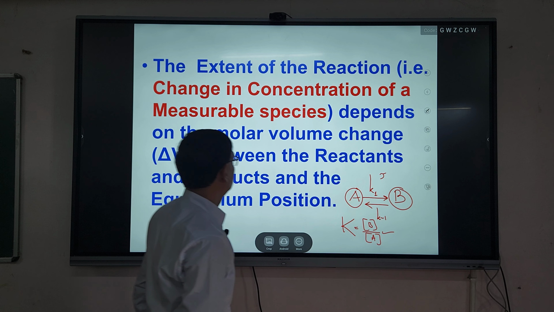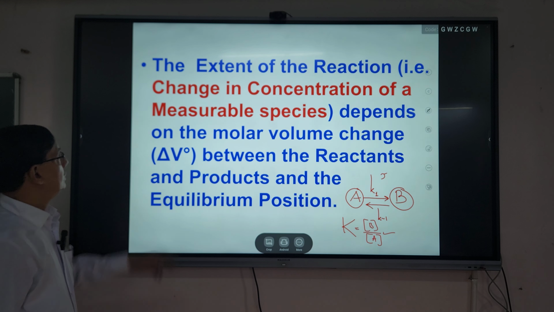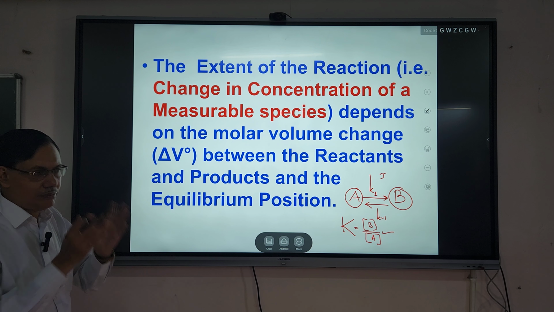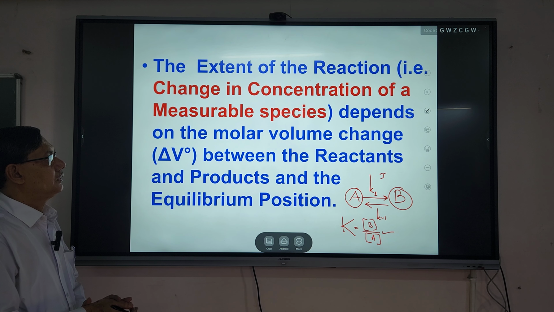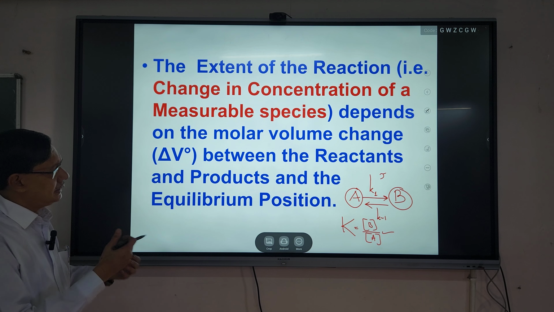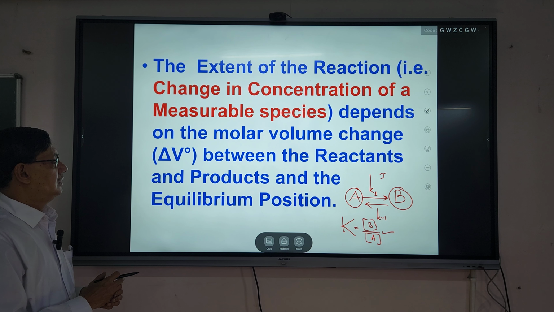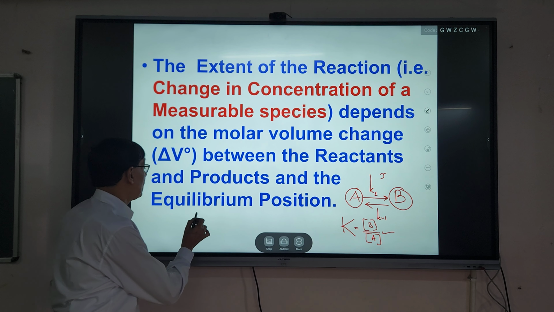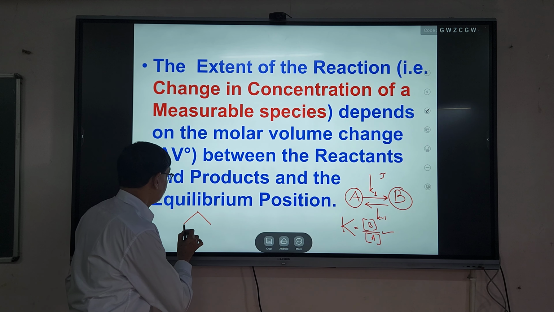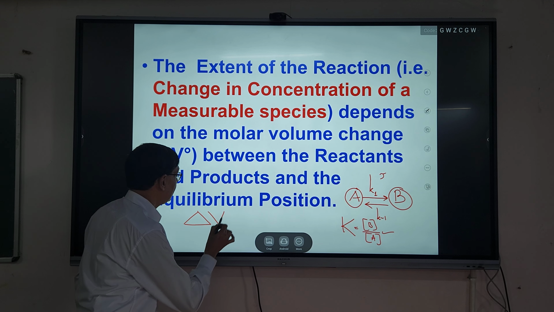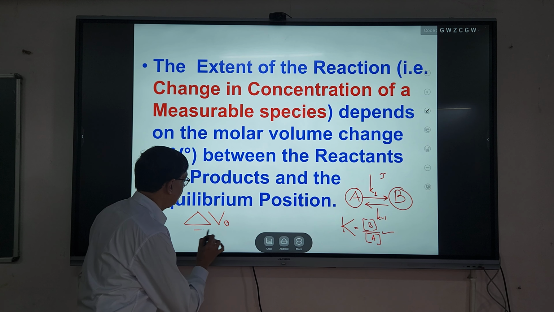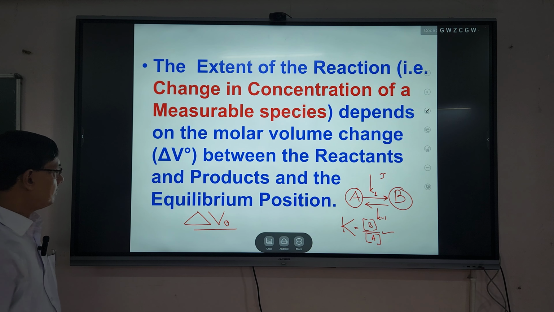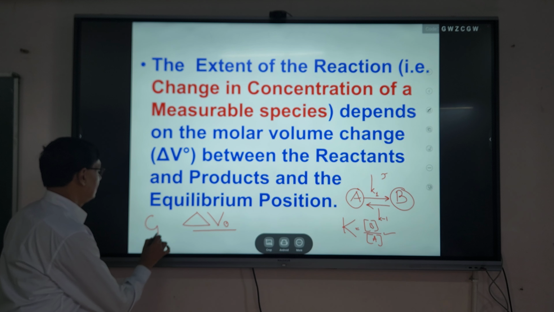So therefore the extent of the reaction, because it is a reaction, but the method is pressure jump. So how do I monitor the extent of the reaction? To monitor the change in concentration, it depends upon the molar volume, delta V standard. For that we must know the heat capacity and other things.